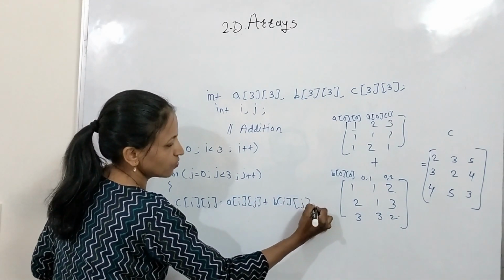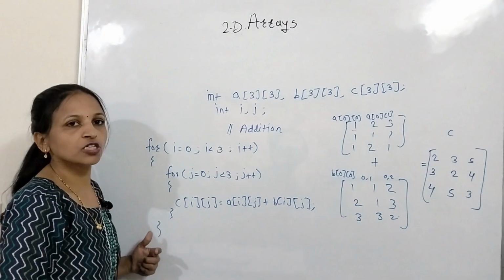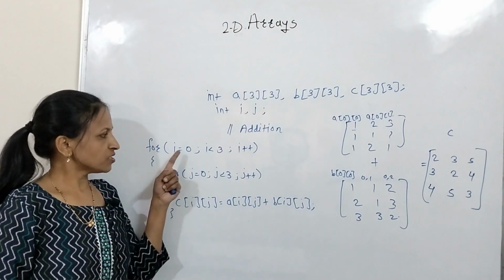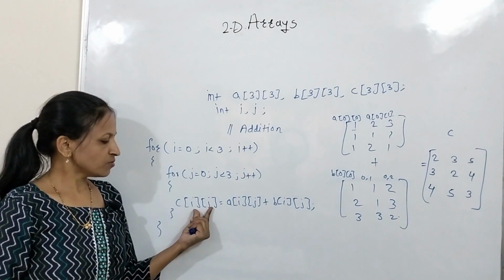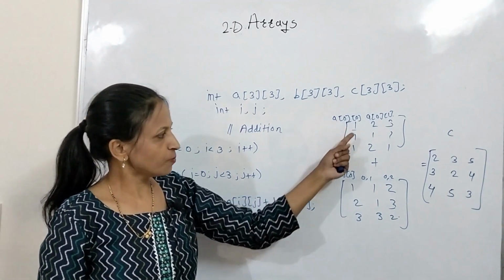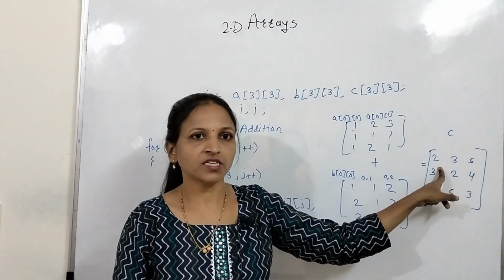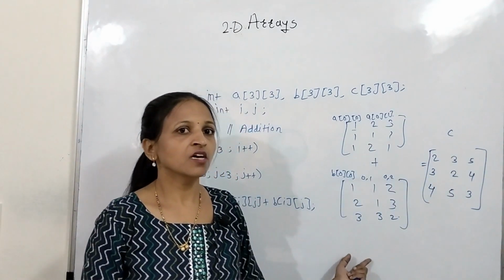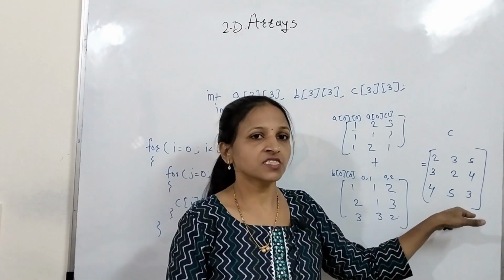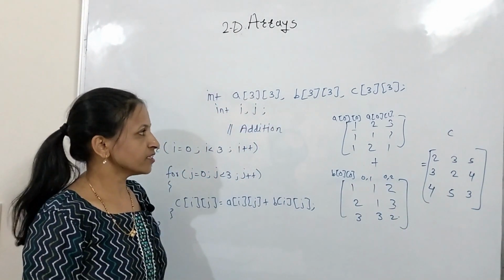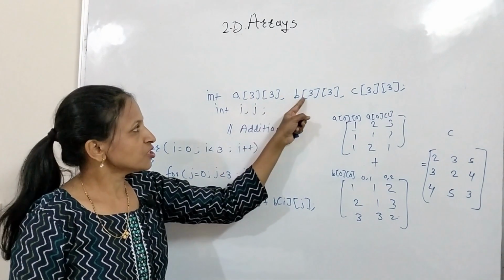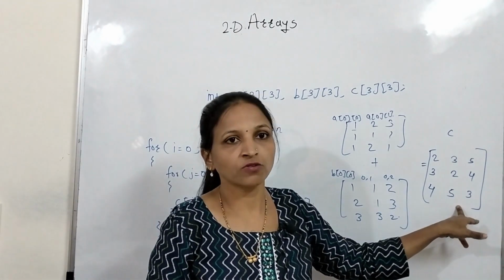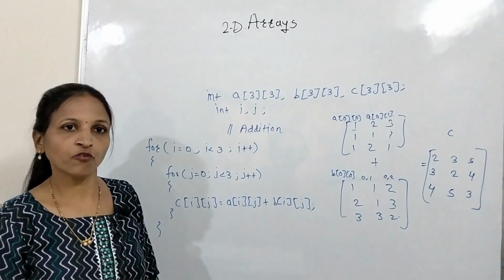Corresponding elements we have to add, and this is nothing but the logic to add two matrices. This is just a logic, very easy. Here the first value of i is 0, j is 0, at that time C of 0 0 equals A of 0 0 plus B of 0 0, that will get stored inside C of 0 0. In the same way all the corresponding elements will get added and stored inside this C. Here one condition is there, that the dimensions of both the matrices should be the same, and the resultant matrix will also have the same dimension, that is the number of rows and number of columns.